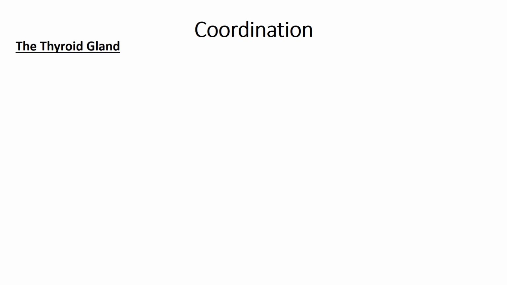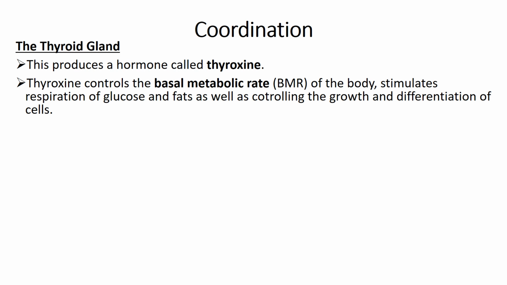Next, we go to the thyroid gland. This gland produces a hormone called thyroxine. What does thyroxine do? It controls the basal metabolic rate, which we abbreviate as BMR, of the body, stimulates respiration of glucose and fats, as well as controlling the growth and differentiation of cells. Basal metabolic rate refers to the sum of all biological reactions that occur within an organism. So it makes sure that this sum is controlled. Okay, it also stimulates respiration as well as controlling growth and differentiation of cells.